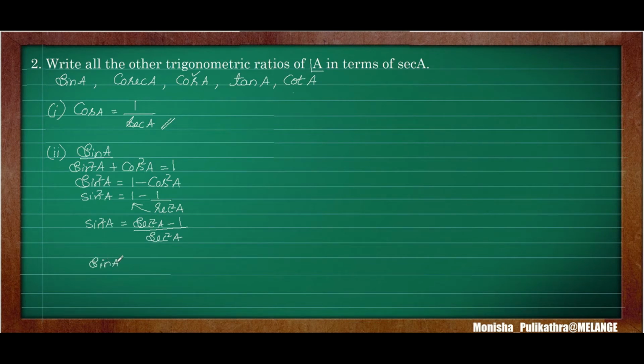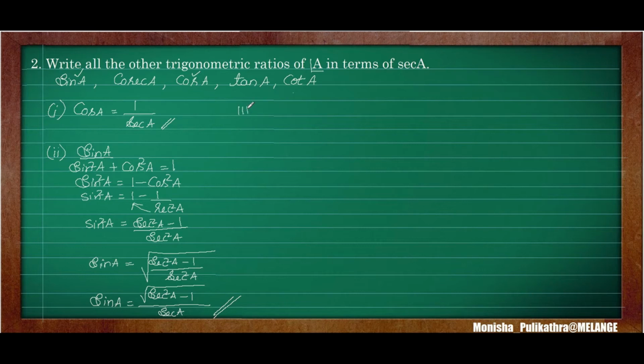So sin A is equal to square root of secant square A minus 1 whole divided by secant square A. So this secant square A, when I take it outside of the square root, it will become a plain secant A. So sin A is equal to square root of secant square A minus 1, whole divided by secant A. Okay, this is the formula for sin A. So sin A is also finished.